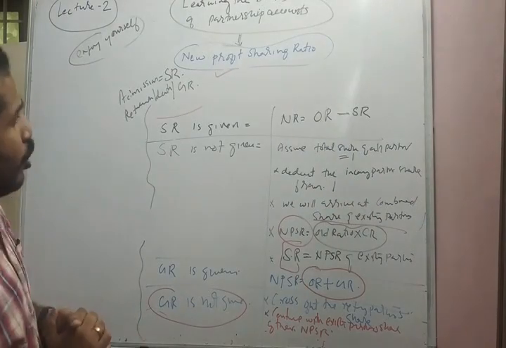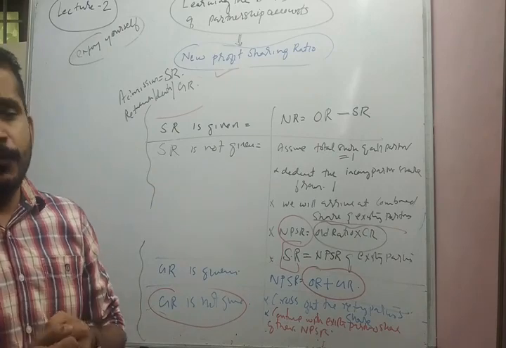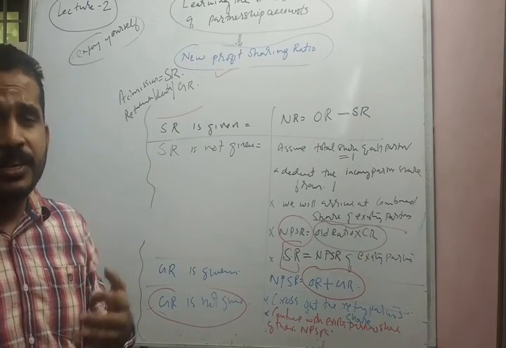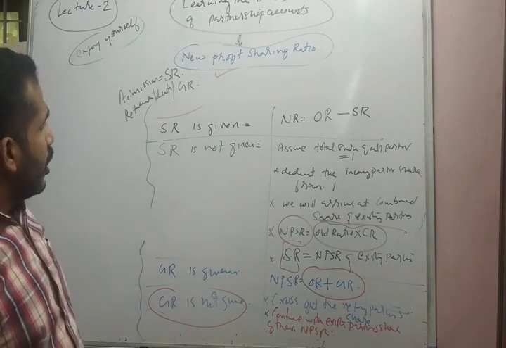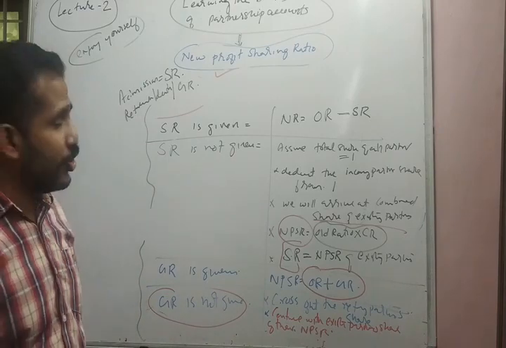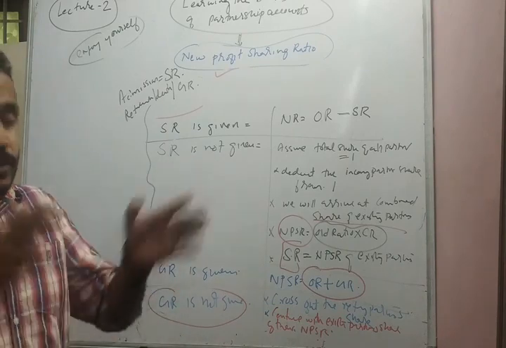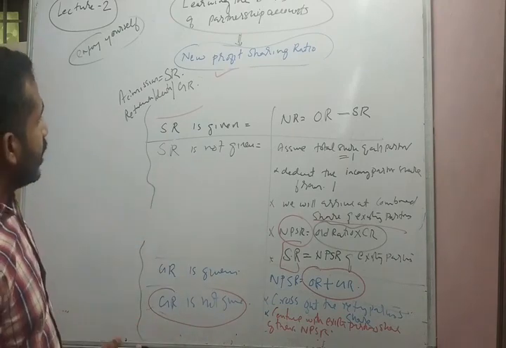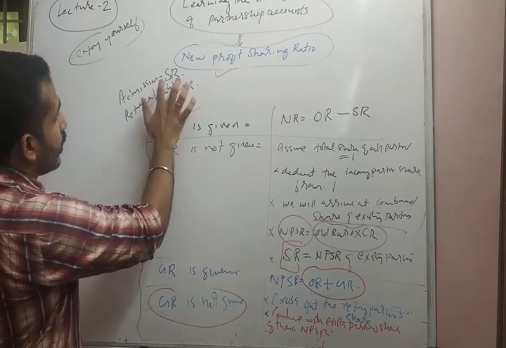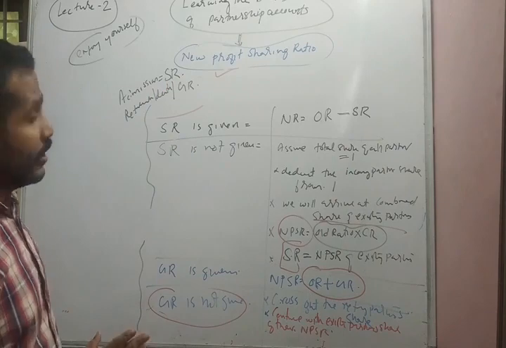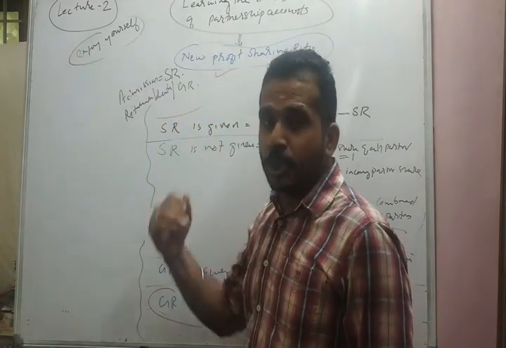new profit sharing ratio. We have covered all the aspects of computation of new profit sharing ratio, sacrificing ratio, gaining ratio. We have discussed in detail. So for the purpose of examination, I have summarized what we have discussed through our lessons. Okay. So in the case of admission, students, please remember the term sacrificing ratio. In the case of retirement or death, remember the term gaining ratio.